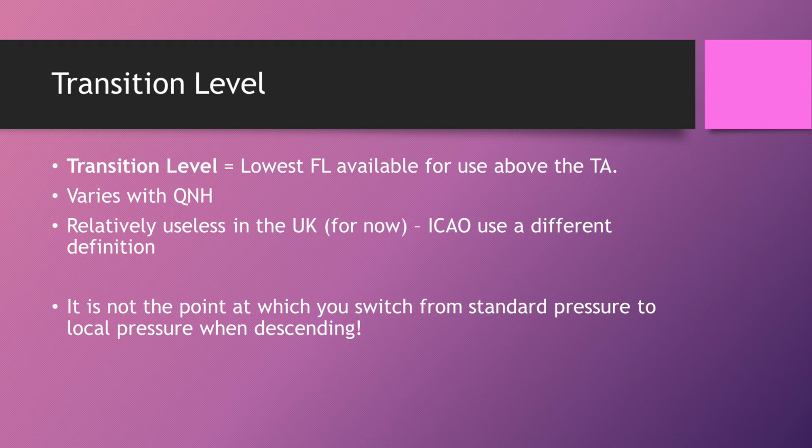Just a point on it while we're here, it's not the point where you switch from standard pressure to local pressure coming down. You switch from standard to local when you're told descend to altitude by the controller. That is the point you switch. Now, it may coincidentally be the transition level when they tell you to switch. It will be around the transition level, but they are not the same thing, just to make that distinction.